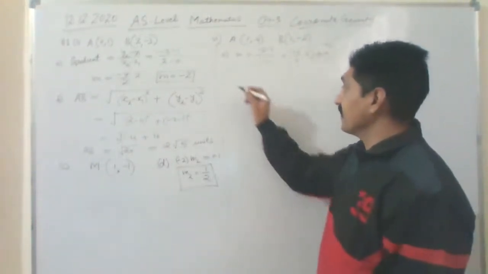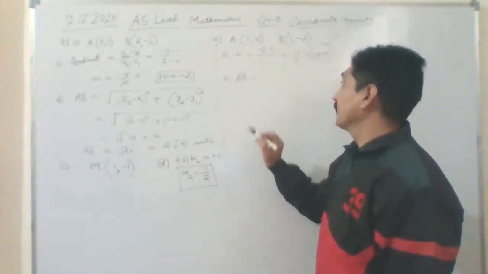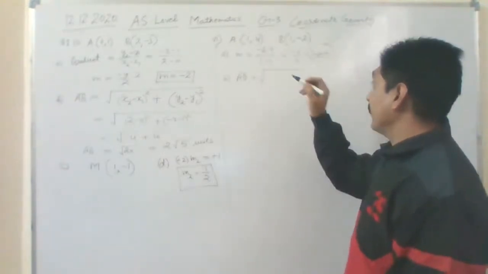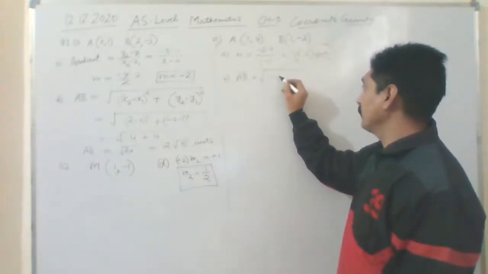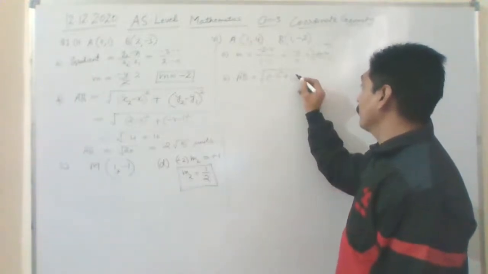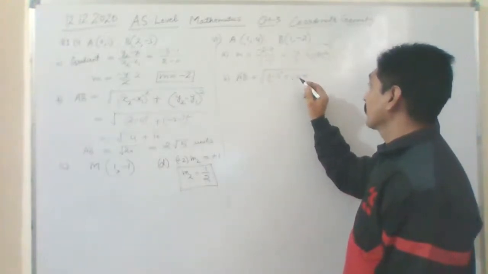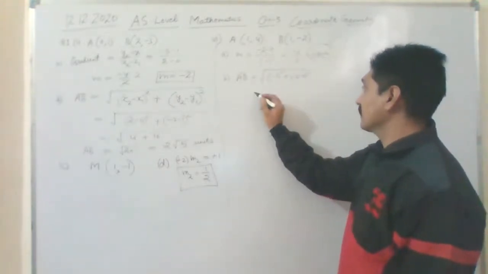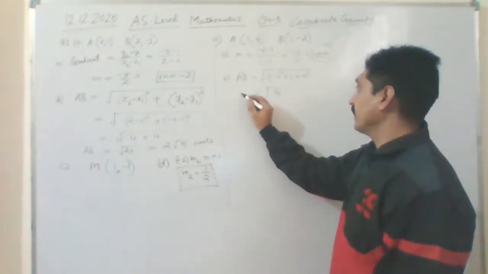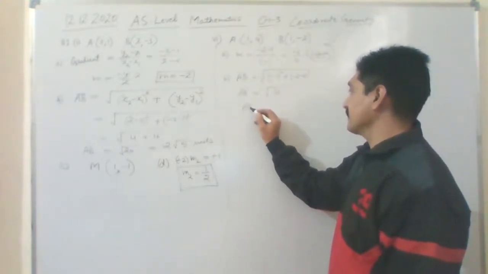Next, we have to find the distance AB. The distance AB is equal to under root x2 minus x1, 1 minus 1 whole square, plus y2 minus y1, minus 2 minus 4 whole square. So 6 sixes are 36. So here it is 36. So what is the AB? That is 6 units.